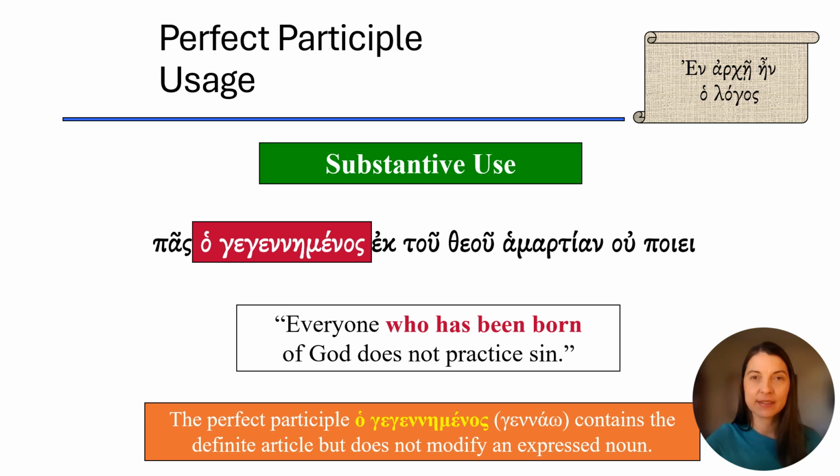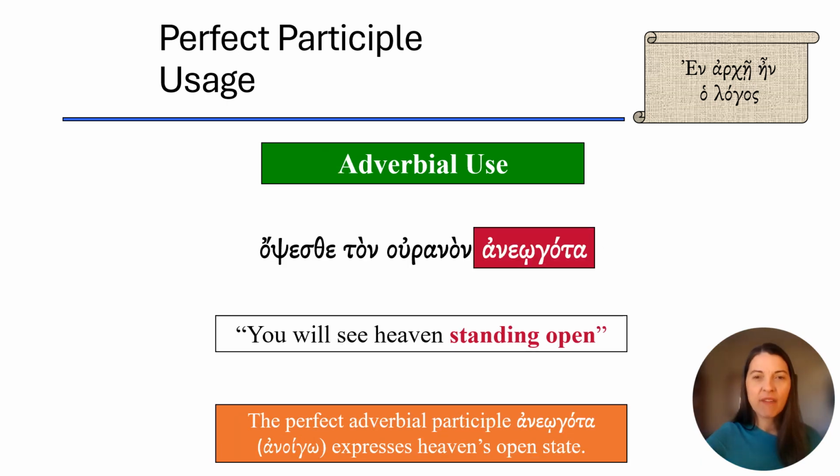subject of the sentence. And here we have the adverbial use. You'll see the perfect adverbial participle from anoigo. This is expressing heaven's open state. You will see heaven standing open.